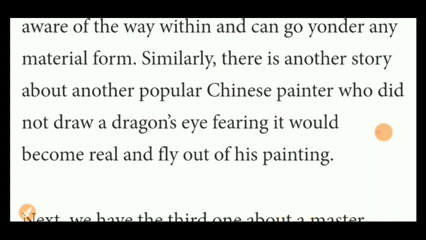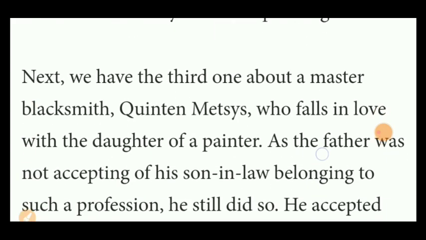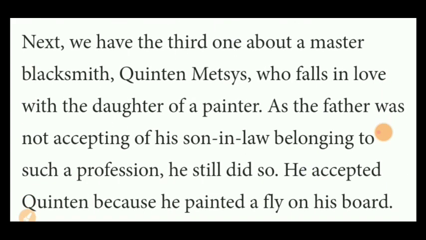So this was really shocking that he painted the complete dragon, but he did not paint its eye. He did not complete the eye, because this dragon would come out or become real and fly out of his painting. So it is the same kind of skill that Wu Daozi had. Now, next we have the third one, about a master blacksmith, Quinton Matsys.